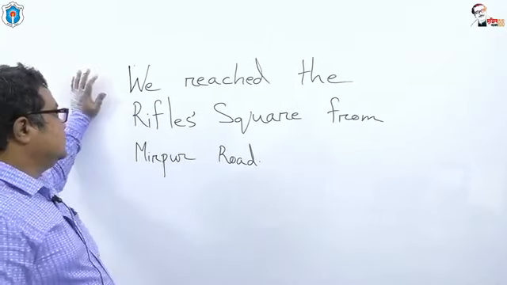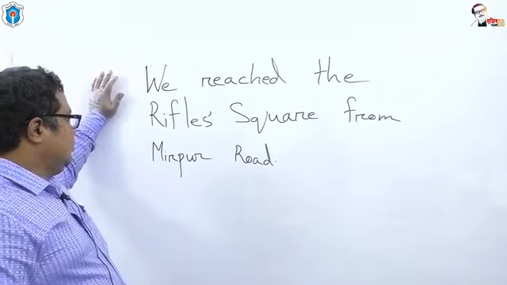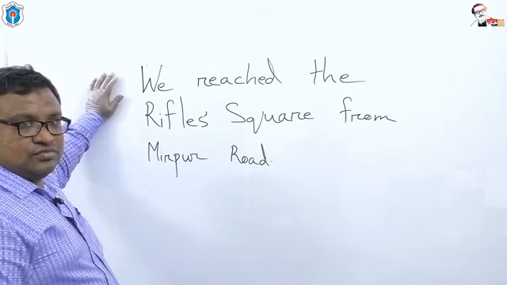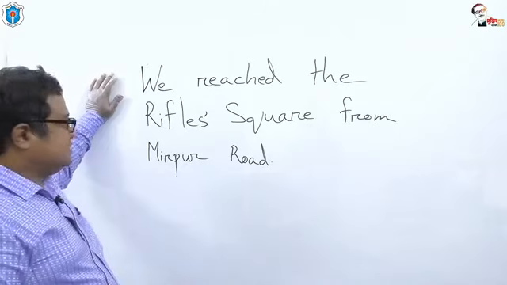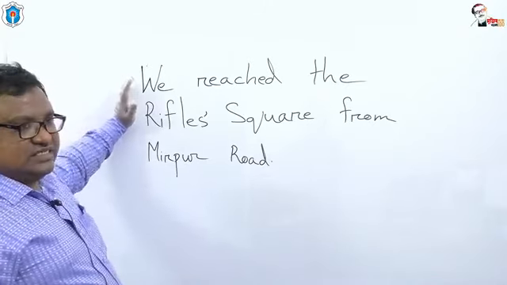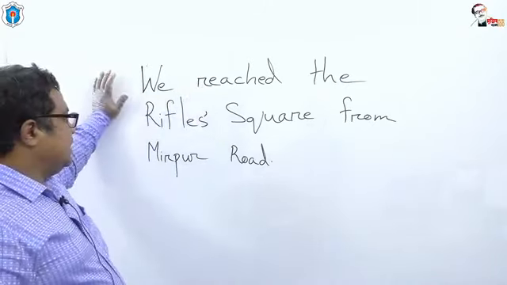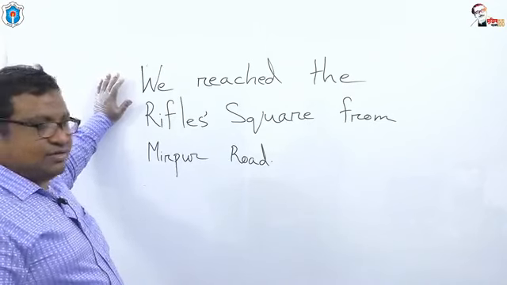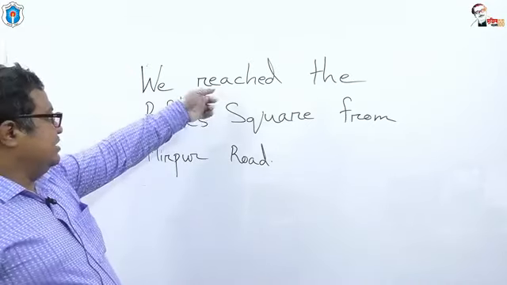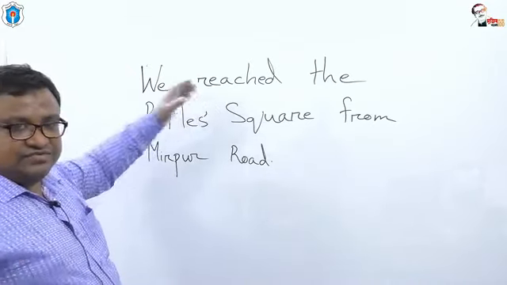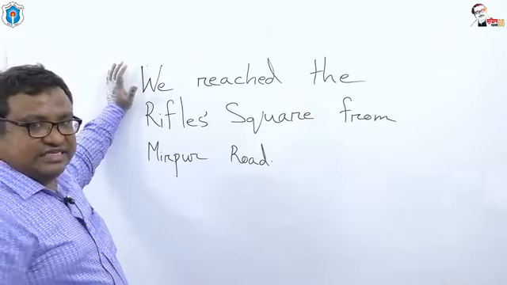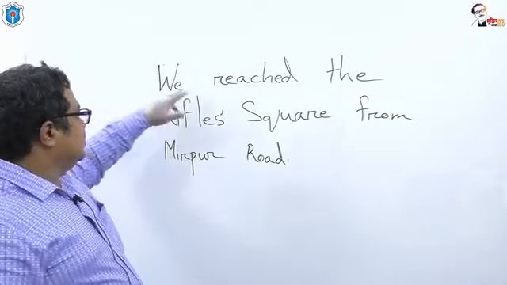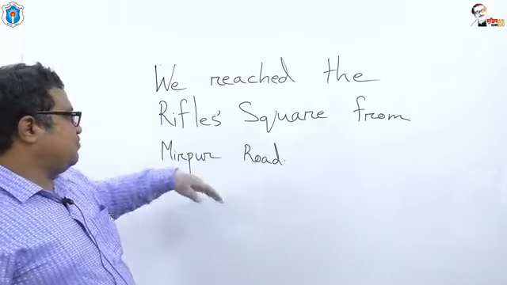We reached the Rifles Square from Mirpur Road. What is the problem with this sentence? Just a few minutes ago I said that we will not use any preposition after some verbs, where we included reach, and another verb is enter. Not "we entered into the room," rather "we entered the room." We reached the Rifles Square from Mirpur Road.